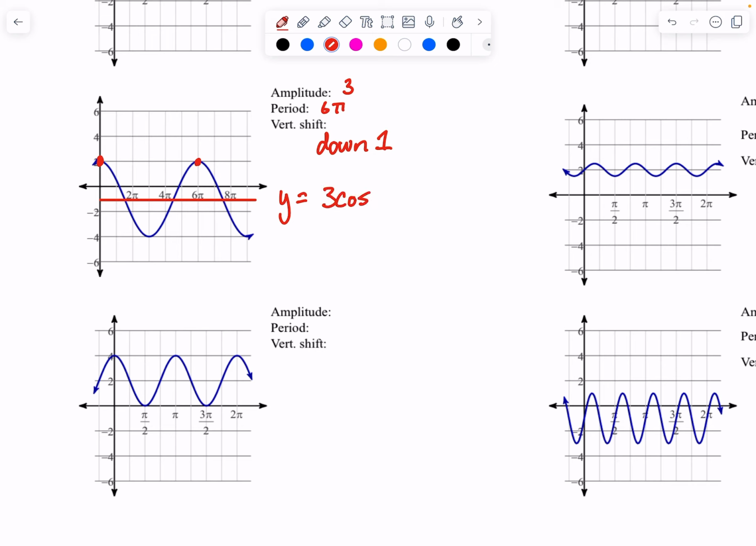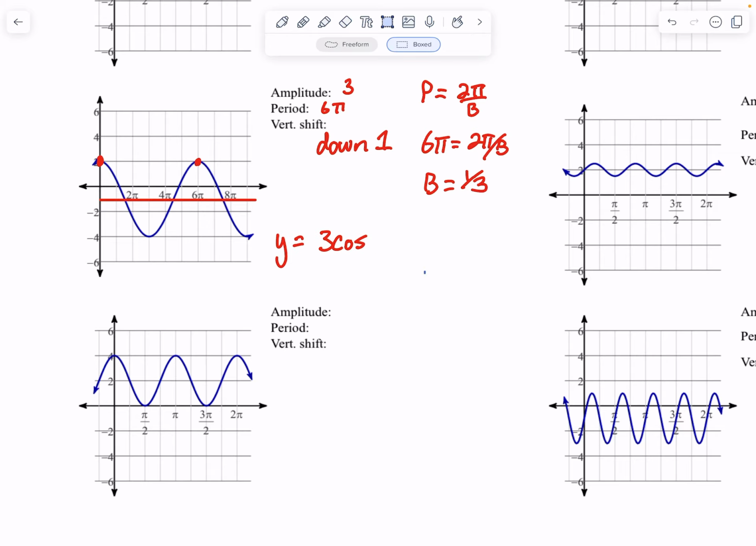And then there is no left or right shift, but I do need to deal with that period. So the period here is 2 pi over b every time. I plug in 6 pi, and I get 2 pi over b still. I multiply by b, divide by the 6 pi, and I get, they like their thirds, I guess, on this one. So I'm going to put a third in there for b.